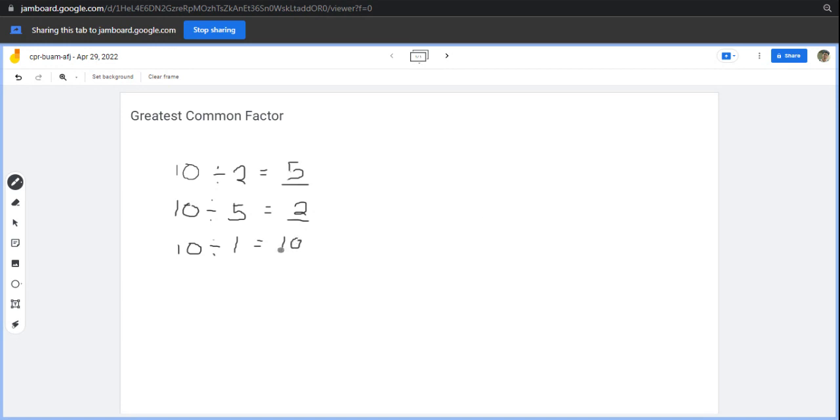So all of the quotient or all of the answer here will be the factors of 10. Lahat ng basta pwede natin siyang i-divide, then yung sagot doon, yun yung factor ng 10. So mga factor ng 10 natin, we have 2, we have 5, and we have 10. Okay? Meron pa bang ibang factor ng 10? Si 10 ba pwede natin i-divide kay 4? Bawal na, diba?